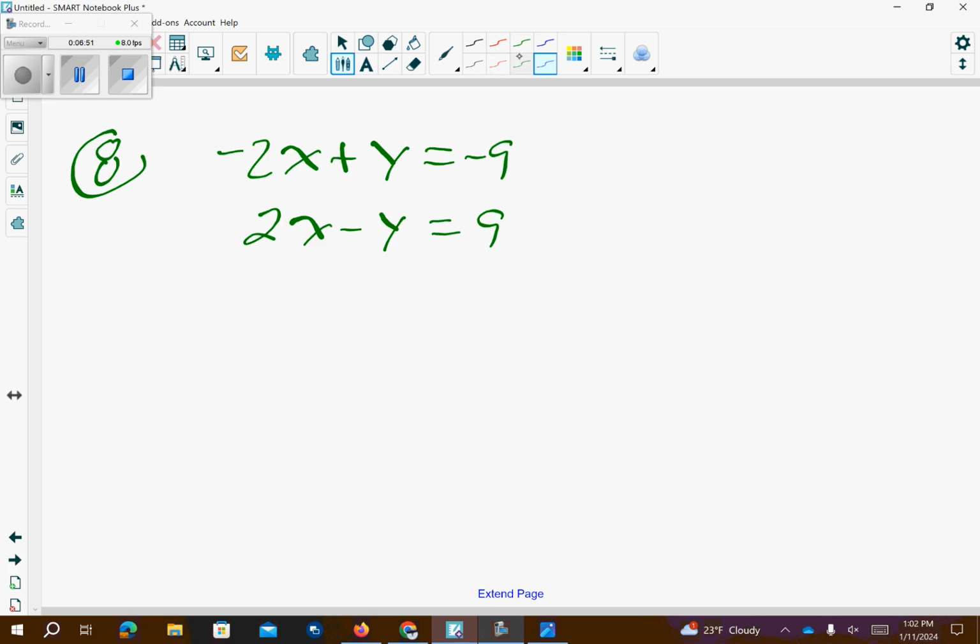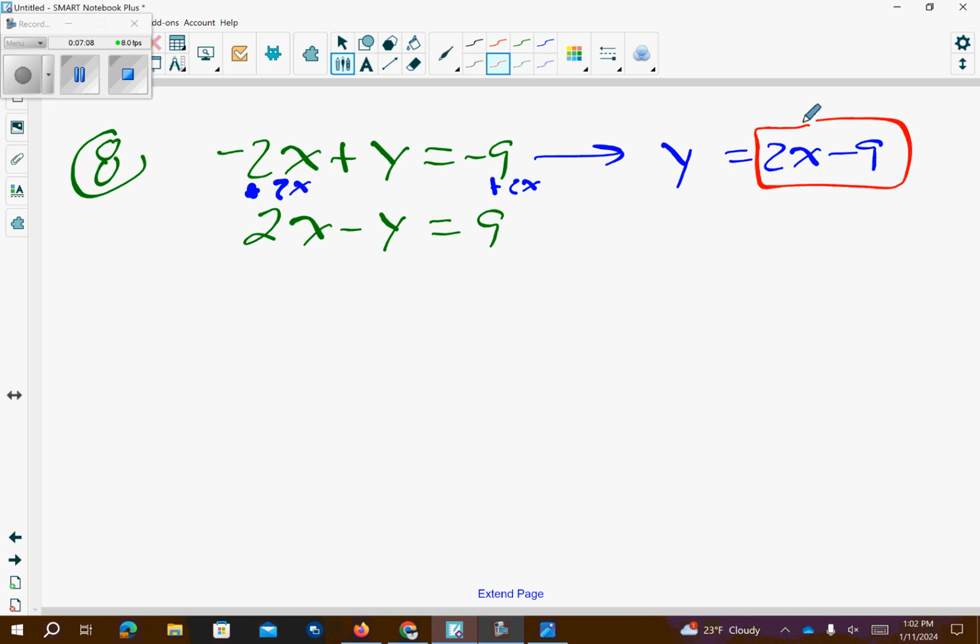Number 8, again, we don't have a letter all by itself. So I might modify this top one where I might add 2x to both sides. So this is going to modify to 2x minus 9. Then I can take this 2x minus 9 and plug it in for this y right here. I'm going to have to distribute a negative over the parentheses.